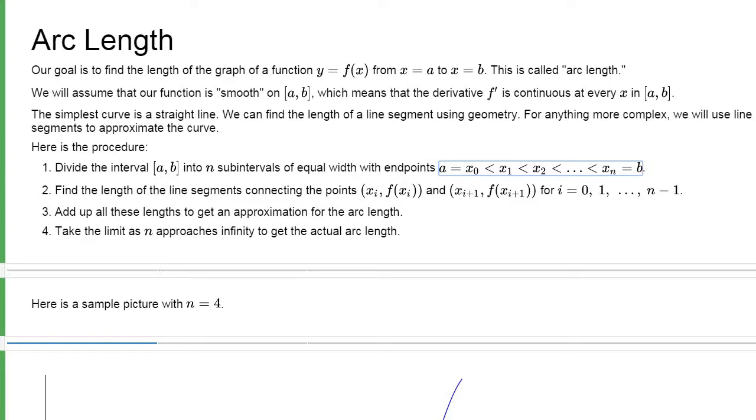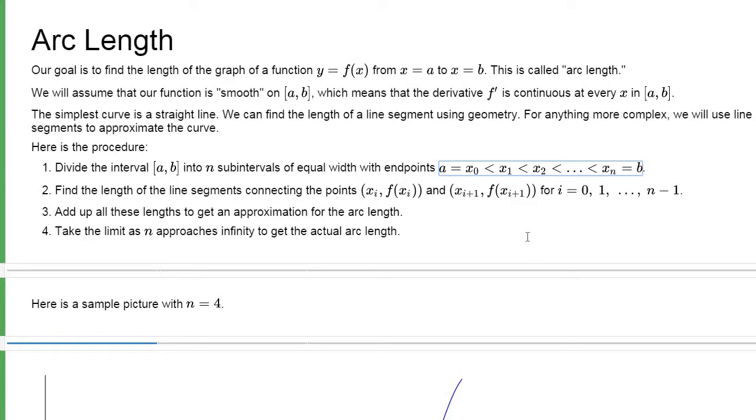We're going to find the length of the line segment that connects the points on the endpoints of the interval. So here, this first interval goes from x0 to x1. We'll take x0 and f of x0 as the starting point of our line segment, and then we'll take x1 and f of x1 as the end point of our line segment. We'll just connect those two points on the graph of f, and find how long the line segment is that connects them. And then we'll do the same thing from x1 to x2, connecting the dots with a straight line and finding the length.